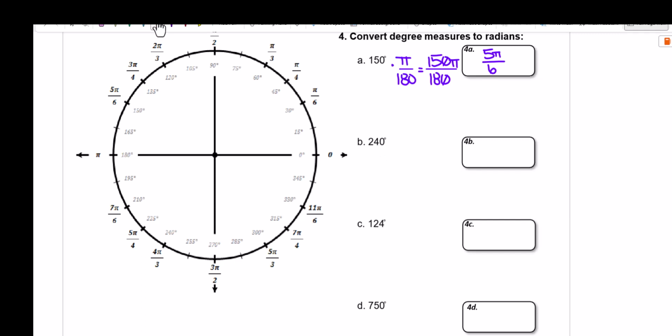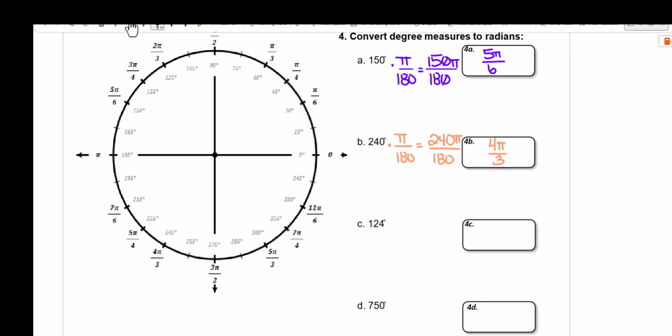So now let's try 240. So here, same thing. We have a degree. We want a radian. Well, I can look here and see that my radian is going to be 4 pi thirds. Okay? So how are they getting the 4 pi thirds? They should be multiplying by pi over 180. So here I have 240 pi over 180. Same thing as the last one. The zeros can cancel. Now I have 24 over 18. And 24 and 18 can both be simplified by 6. So 24 divided by 6 is 4. So that's 4 pi. 18 divided by 6 is 3. 4 pi thirds. That's where this is coming from.